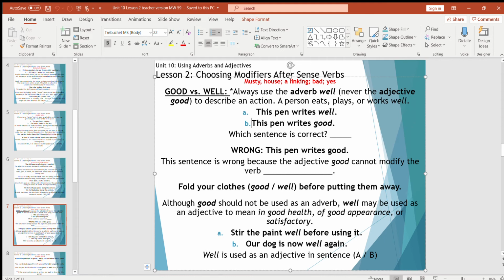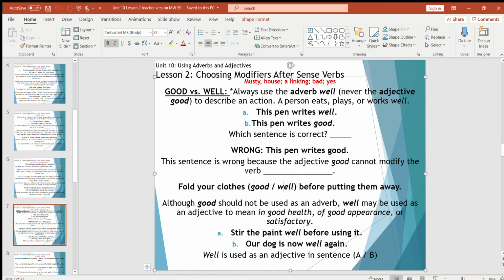So if this pen writes well versus this pen writes good, which one is correct? A. Why? Because you do things well. It'd be wrong to say this pen writes good. The reason why it's wrong is because good is an adjective, and therefore it cannot modify what verb? Writes, right? Because adjectives don't describe verbs, only adverbs do, which is why you go with the adverb well. So fold your clothes good or well before putting them away. Alright, if we're doing the action of folding your clothes, you do actions how? You do them well. Okay, so far so good?